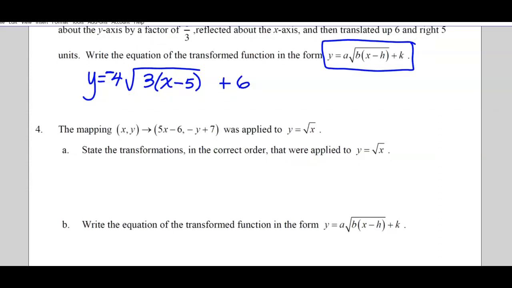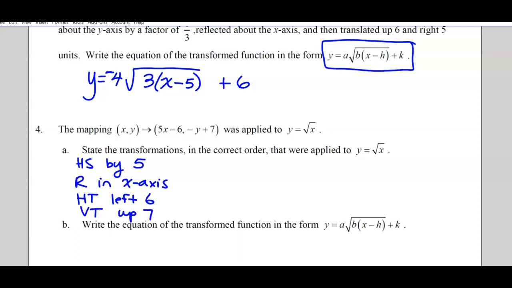Mapping notation could be any function. So in correct order, this would be horizontal stretch. I'm just going to do them abbreviated so that we can finish this up. Horizontal stretch by 5, reflection, changing the sign of y, so in the x-axis, horizontal translation left 6, vertical translation up 7.